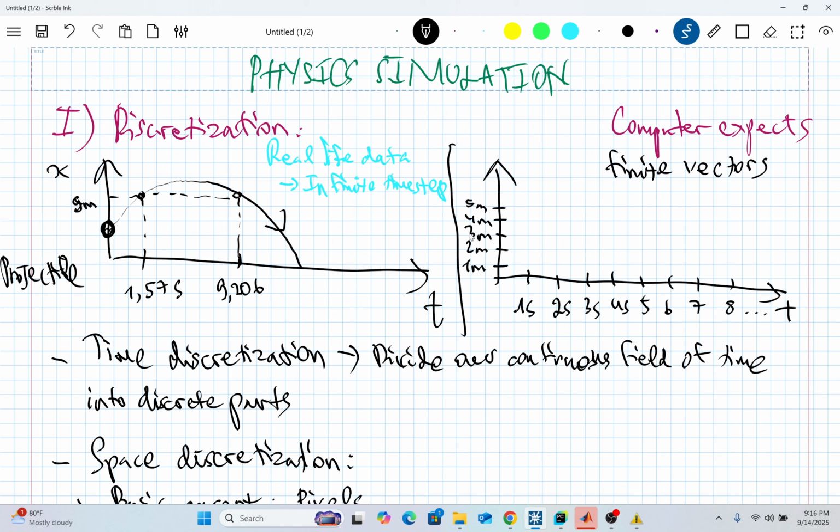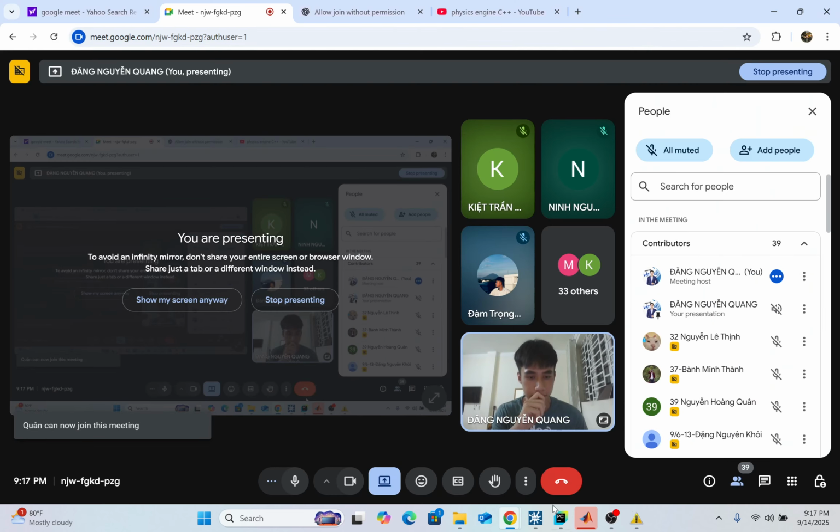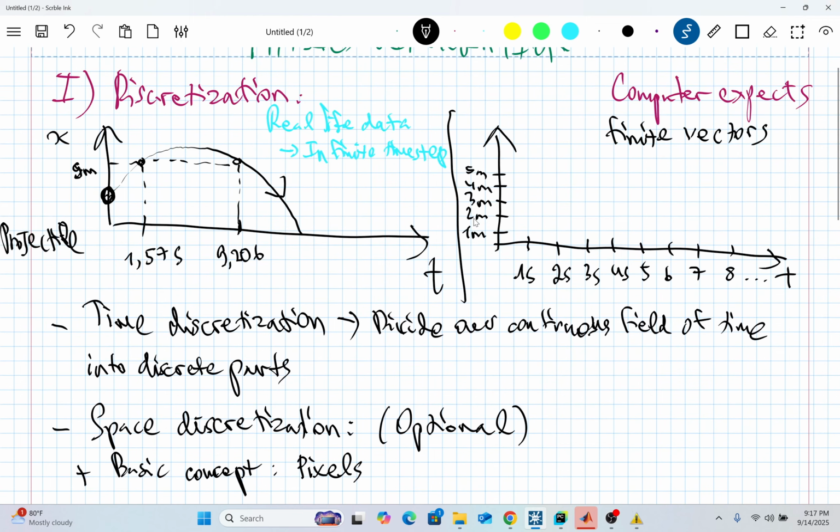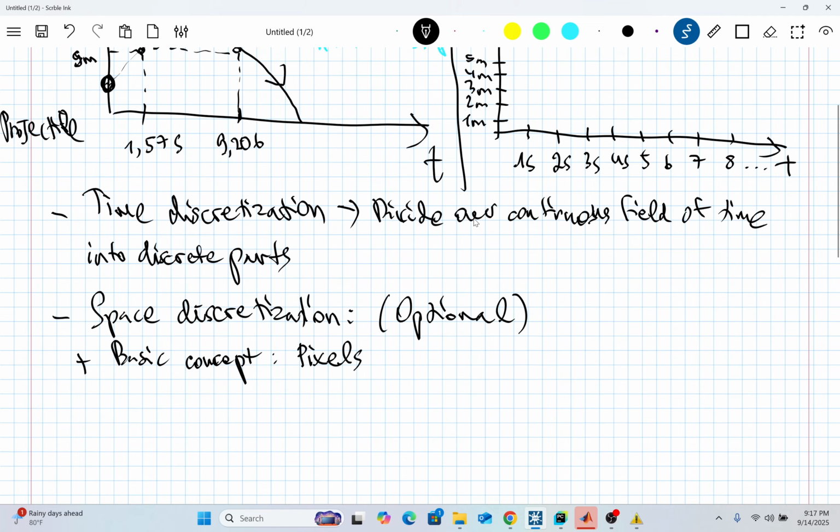I guarantee you that you will always need to discretize the time. But about the space, it can be optional. The space is optional. It depends on what you are trying to simulate. Because if you are simulating a projectile, okay, then you don't, okay.